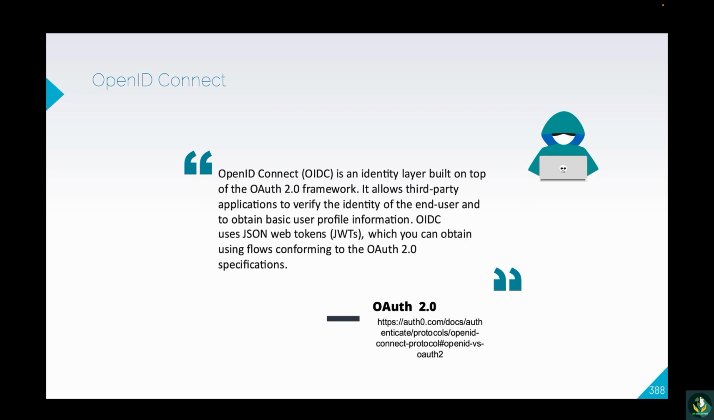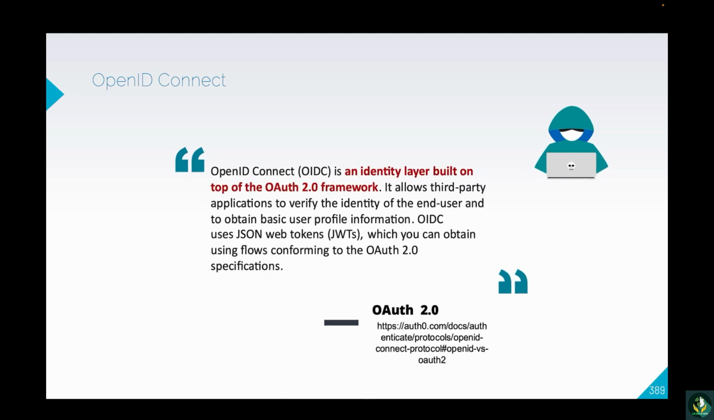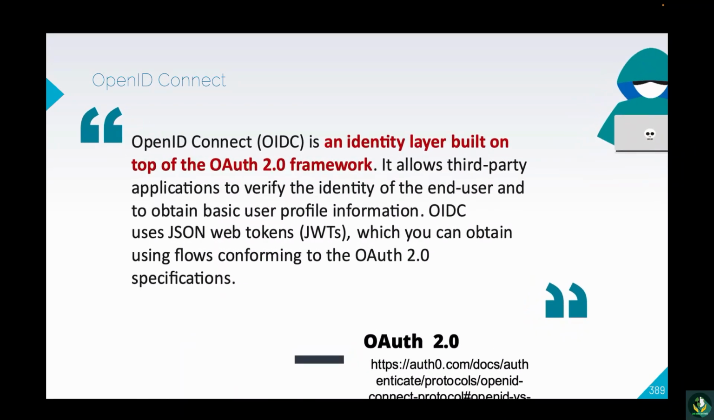OpenID Connect is an identity layer built on top of the OAuth 2 framework. It allows third-party applications to verify the identity of the end user and obtain basic user profile information. OpenID Connect uses JSON Web Tokens, JWTs, which you can obtain using flows conforming to the OAuth 2 specifications. An identity layer built on top of the OAuth 2 framework.